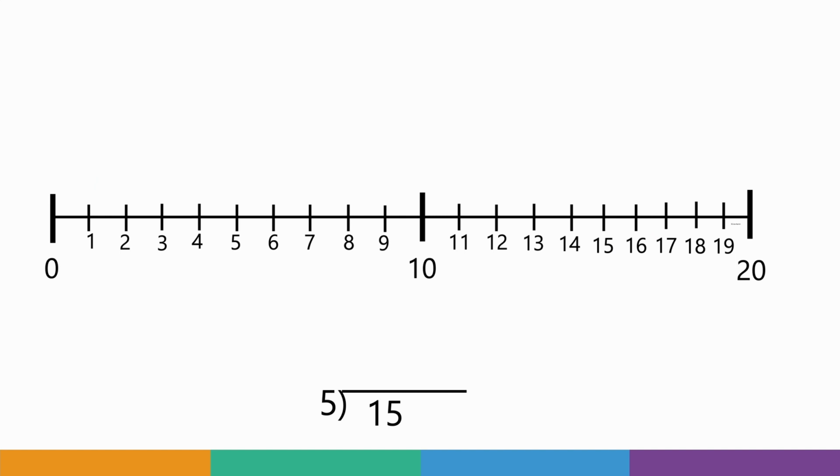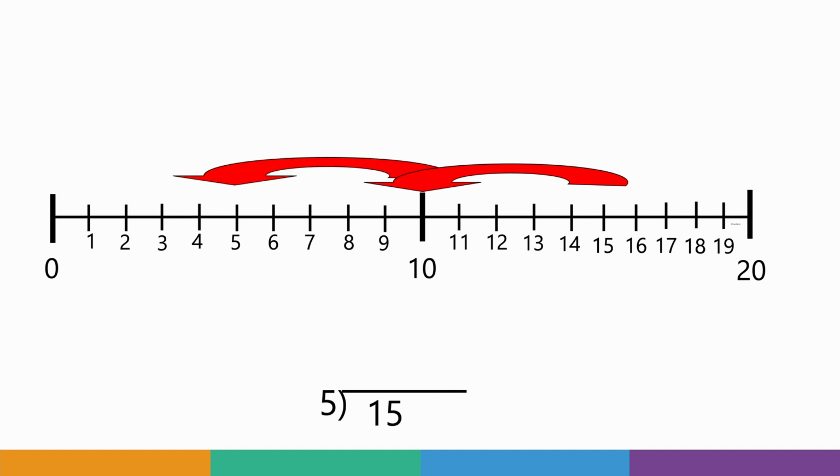15 divided by 5. We begin at 15, we go 5 spaces, 5 more spaces, 5 more spaces. If you know your multiplication, you know that 5 times 3 equals 15. 5 and 5 is 10, 5 more is 15.